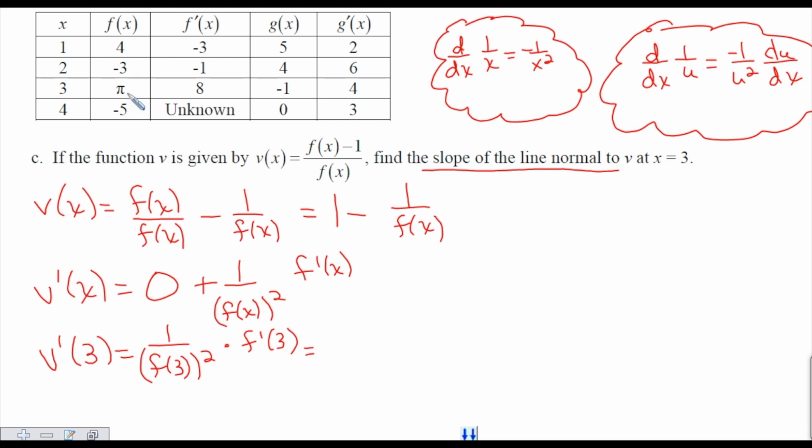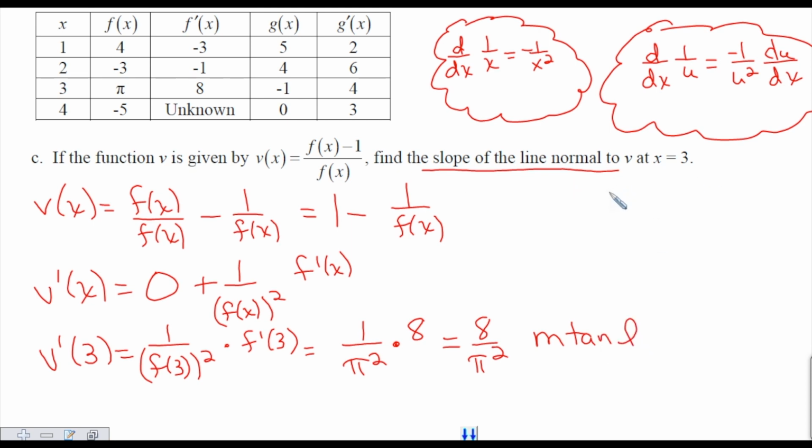And f of 3 is pi. Oh my goodness. So 1 over pi squared times f prime of 3 is 8. So the derivative is 8 over pi squared, and that is the slope of the tangent line at 3.